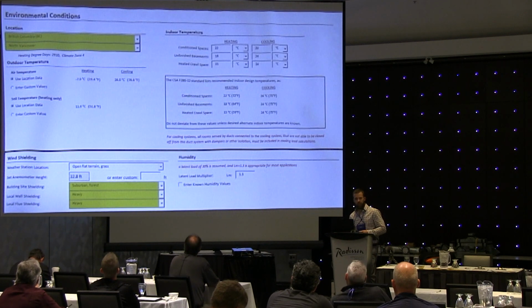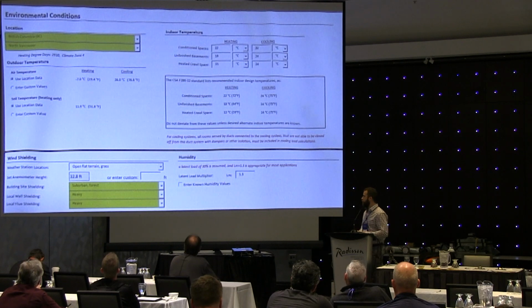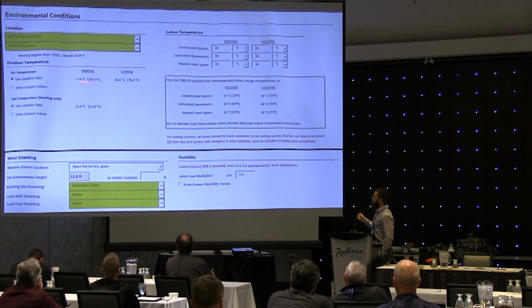So yeah, not that many of you will be using this, but I'll just show you really briefly what it looks like. Up here, I just choose my location: British Columbia, North Vancouver. Right away, I get the heating degree days for that region, the climate zone, outdoor temperature values, outdoor soil temperature values. I define my indoor environment, the different temperatures of conditioned spaces, basements, or crawl spaces. This is all customizable.